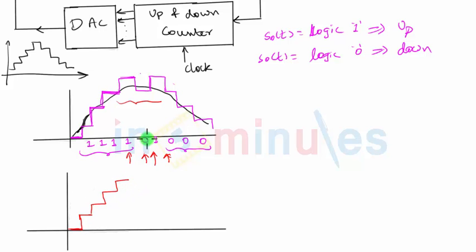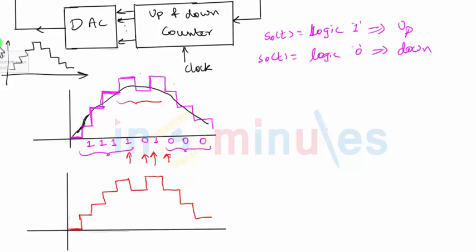Now the next input bit will be 0, that means the counter output will decrease, it will count in the downward direction. For 1, it will count in the upward direction. For 3 zeros, the counter will count in the downward direction. So you can see on the receiver side, we will generate this step-like signal with the help of an up and down counter and DAC. And finally, this step-like signal will be passed through a low-pass filter.